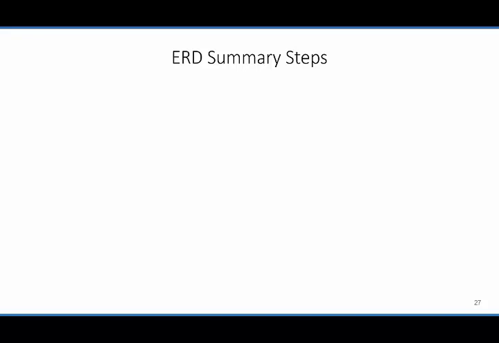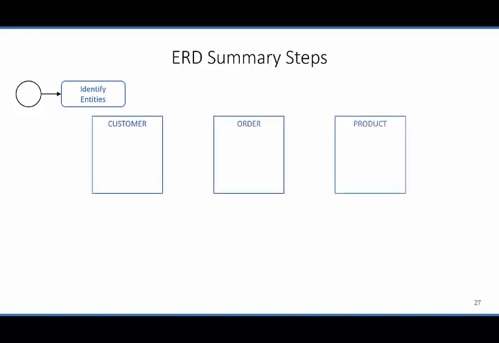So in summary of creating an entity relationship diagram based on what we talked about in the previous videos, these are the steps you would take. First step would be to identify the entities. So identify customer, order, product, and employee. These would be example entities in our particular business.